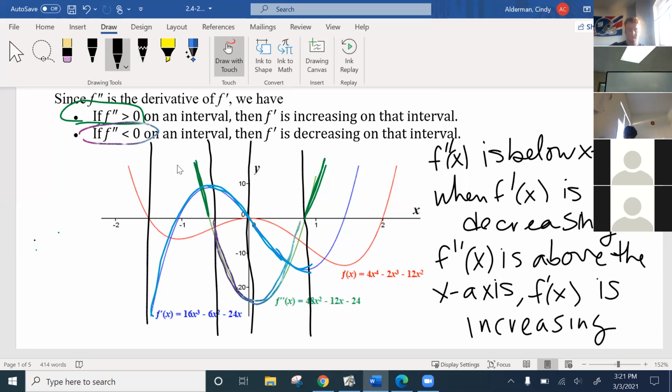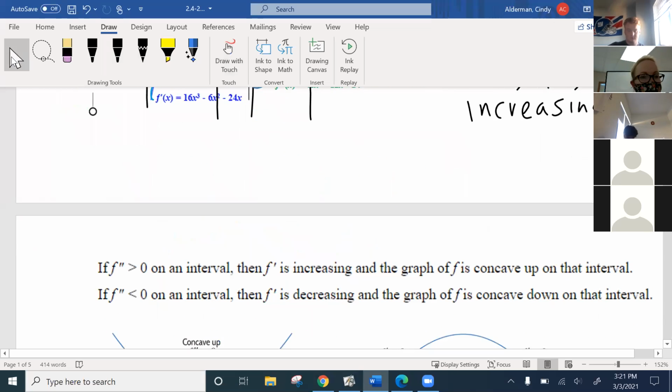Now you guys remember concavity, right? So if I'm drawing a U, is that concave up or concave down? Concave up, right? And then if I'm drawing an upside down U, then it's concave down. So let's talk about concavity and how it can also be a clue as to what's happening on the graph.